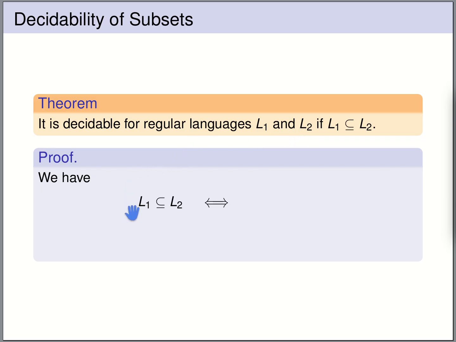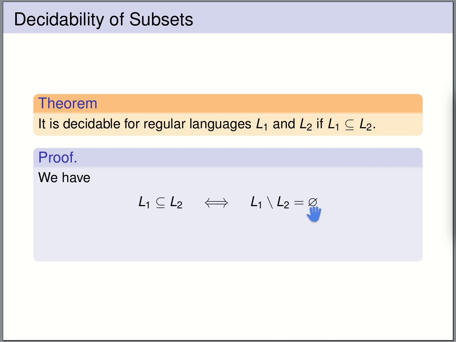Now we use the following property, namely, we know that L1 is a subset of L2 if and only if the difference L1 minus L2 is empty. This is the language containing all the words of L1 that are not in L2. So L2 is a superset of L1 if and only if this difference is empty.